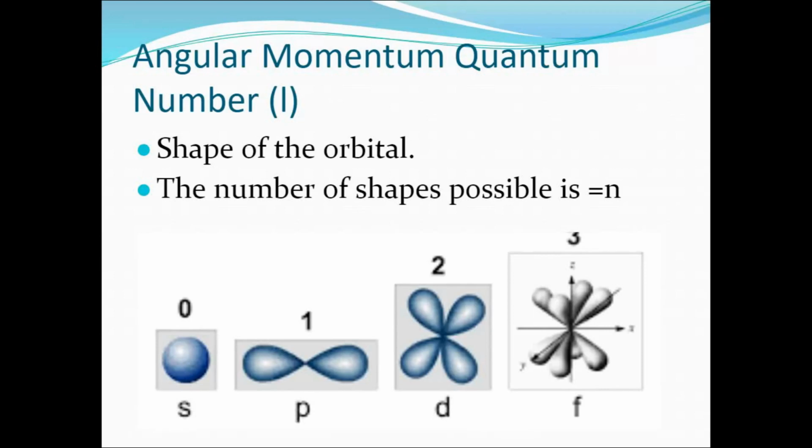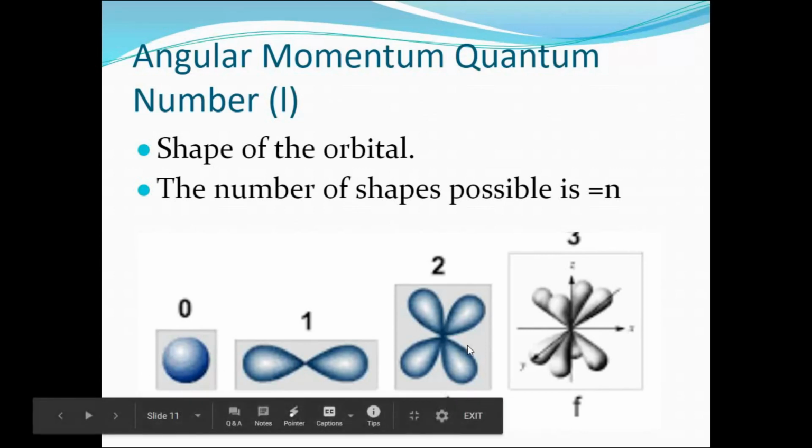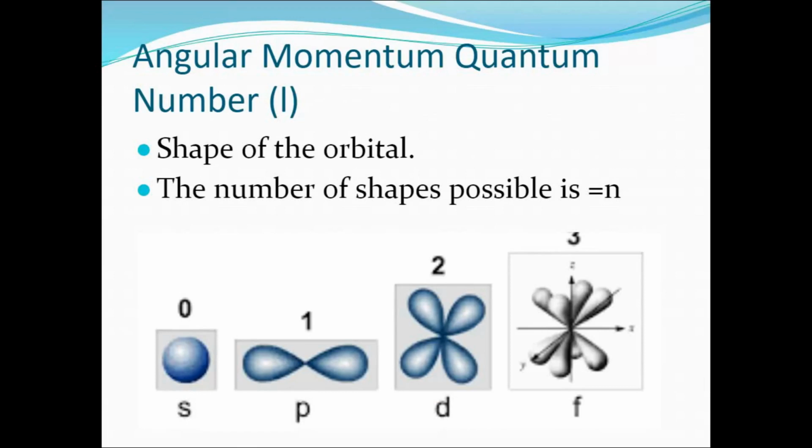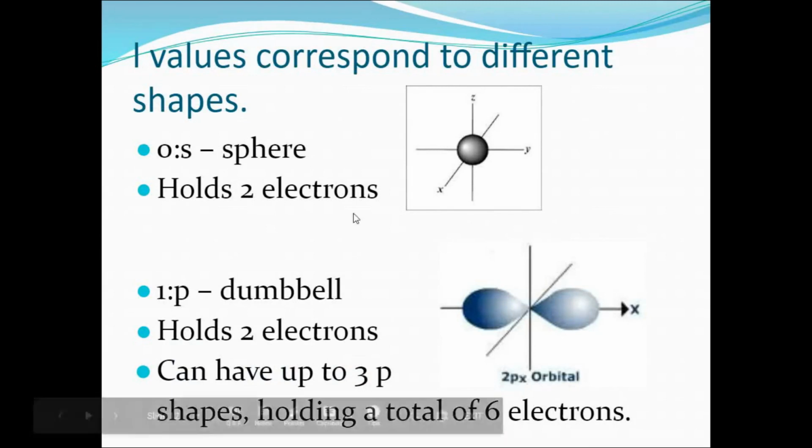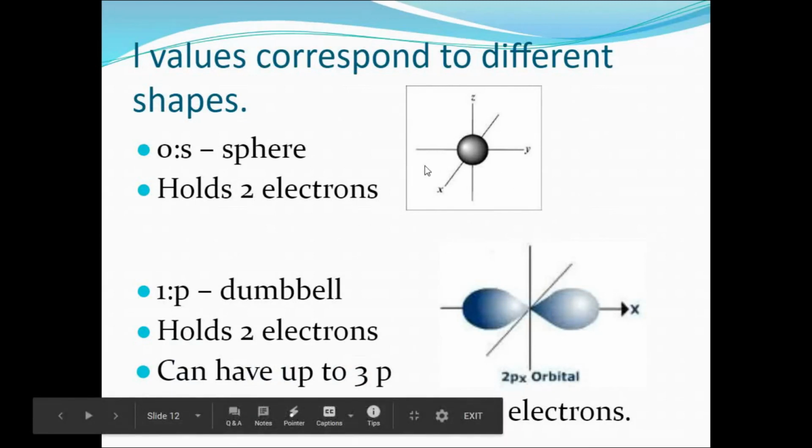So when we're looking at shapes, these are the shapes that we're looking at. The first one is called S, and then P, D, and F. Those S, P, D, and F are the names or the symbols for what those shapes look like. So we look at the first shape, S. It's a sphere shape, and it's going to hold 2 electrons.